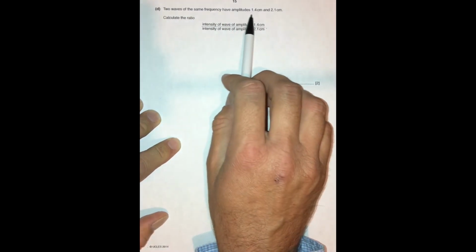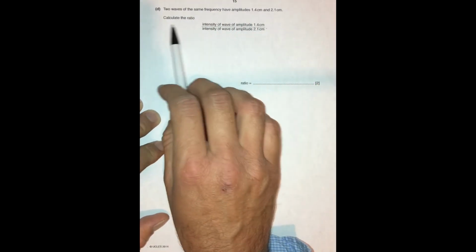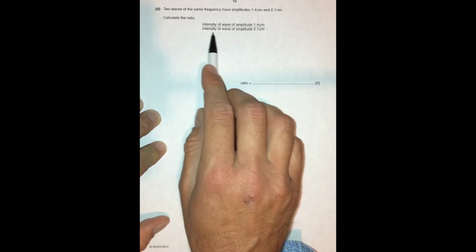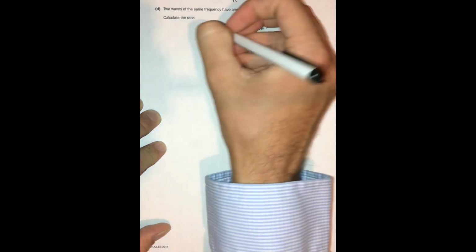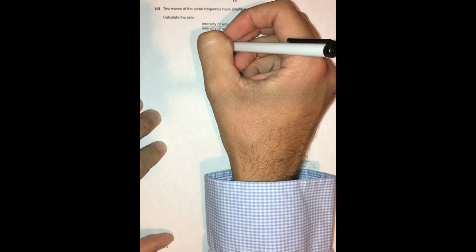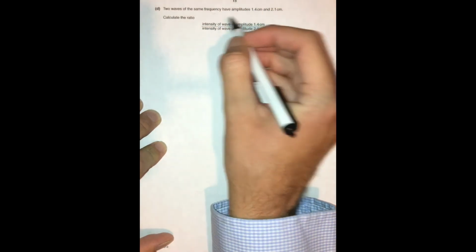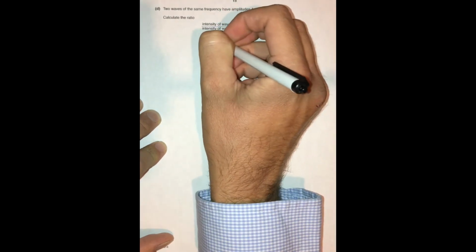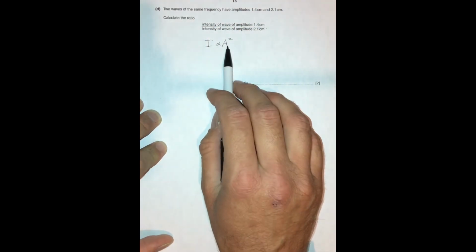Part D of this paper reads, two waves of the same frequency have amplitudes 1.4 and 2.1 centimeters. Calculate the ratio: the intensity of the wave of amplitude 1.4 centimeters over the intensity of the wave with amplitude 2.1 centimeters. So the learning objective: describe waves in terms of their wavelength, amplitude, frequency, speed, and intensity. Here we really need to remember the relationship between intensity and amplitude. Intensity is proportional to amplitude squared, and the maximum displacement is the amplitude there.